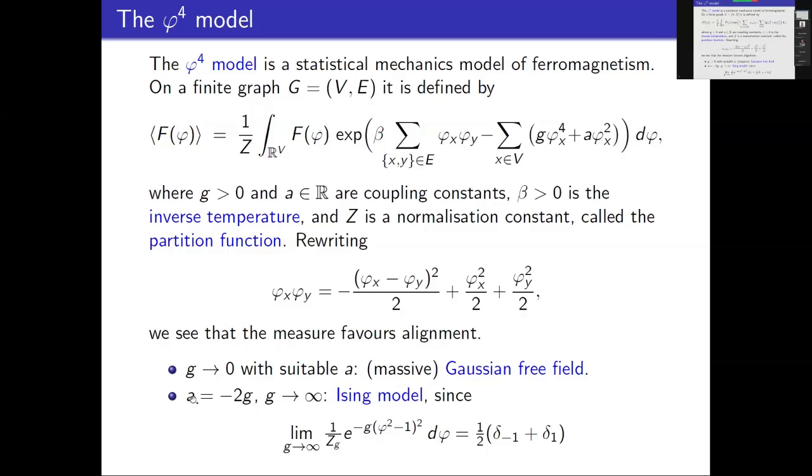So what is the idea? You can take, for example, A to be this very precise value minus 2g, and what this does is that this quadratic polynomial becomes a double well. It gives more and more mass to plus minus 1 as you send g to infinity. And so in the limit, all your spins take values plus or minus 1, and you just recover the Ising model. So you can think of it as the definition of the Ising model if you wish. So this is maybe one reason why I introduced the phi-four model.